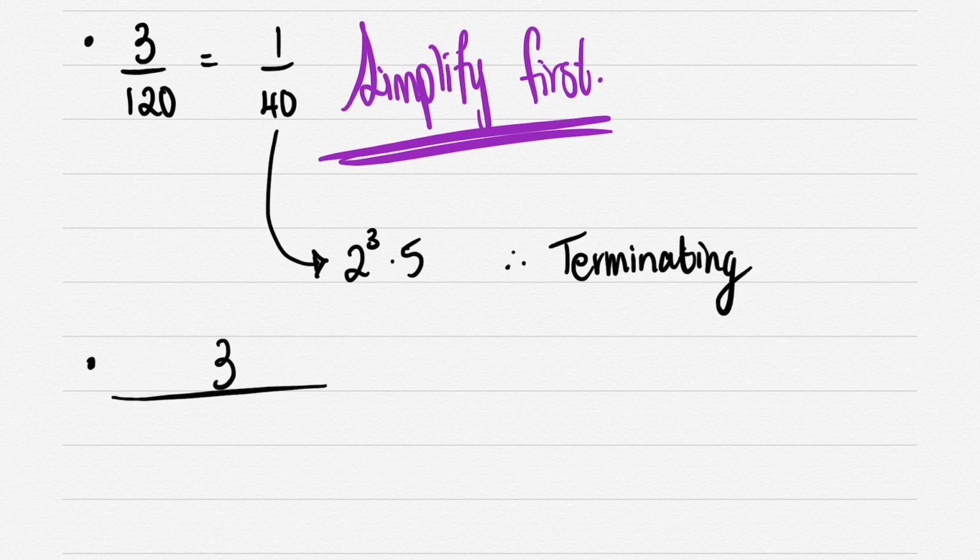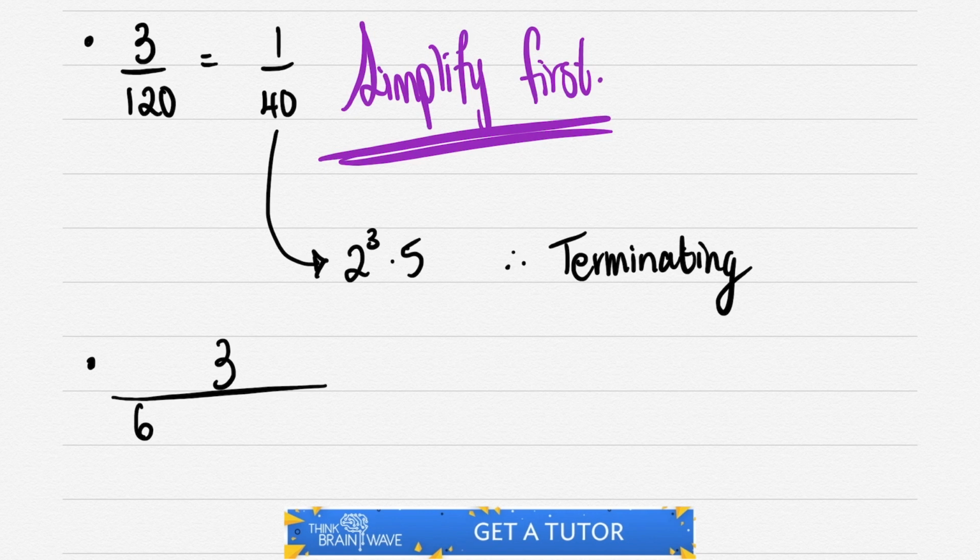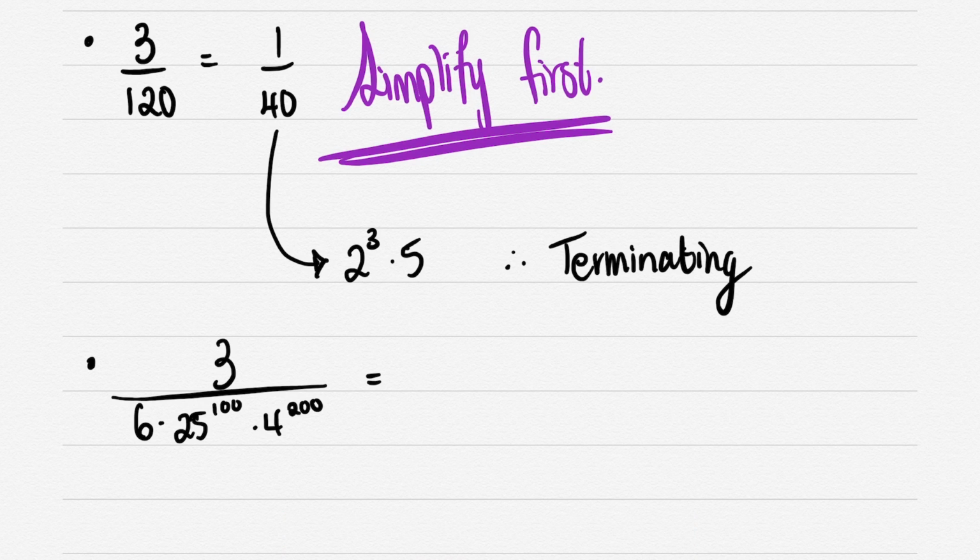Our next question is 3 over 6 times 25 to the power of 100 times 4 to the 200. Alright, this is going to be a little bit more challenging if you're not familiar with your exponents rules, but if you know your exponents rules, great. Otherwise, go check out the videos on exponents underneath the channel.